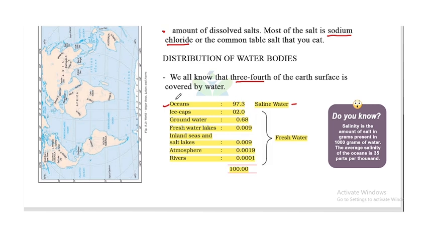So most of the water is seen in the ocean, that is 97.3%, but it's not consumable because it's saline water. Now, what is salinity? Look at this. Salinity is the amount of salt in grams present in 1000 grams of water. The average salinity of the ocean is 35 parts per thousand.